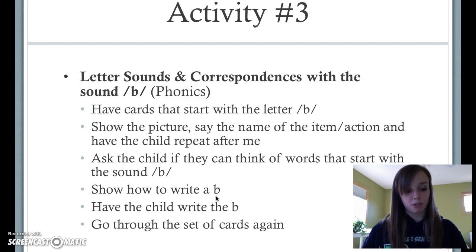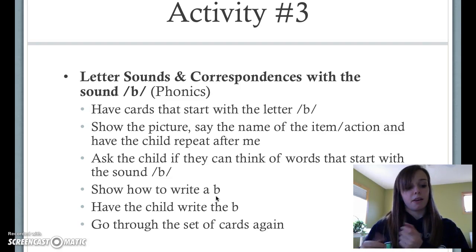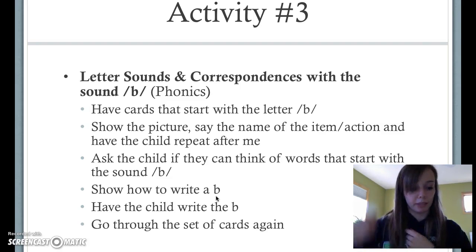I would show the picture to the child, say the word, and then have the child repeat the word with me. So I'd show them the picture of the book, and I would say book, and then have them say book with me, and then go through each one of them like that.